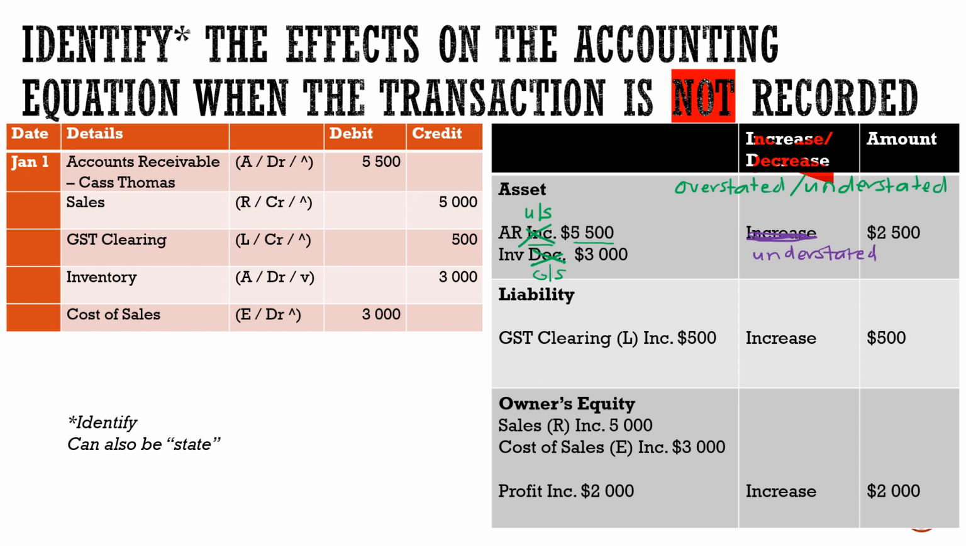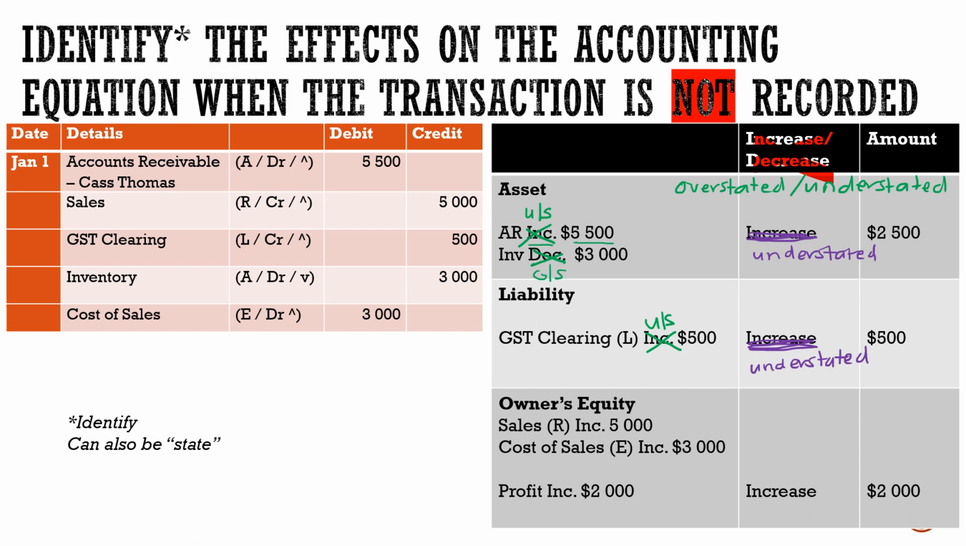Now let's look at the liabilities quickly. GST clearing would have increased if it was recorded, but because it was not recorded, the increase did not happen, and so therefore liabilities would be understated by $500. Same goes here with the overall liabilities. The increase would not have happened, therefore it would have been an understated amount of $500.